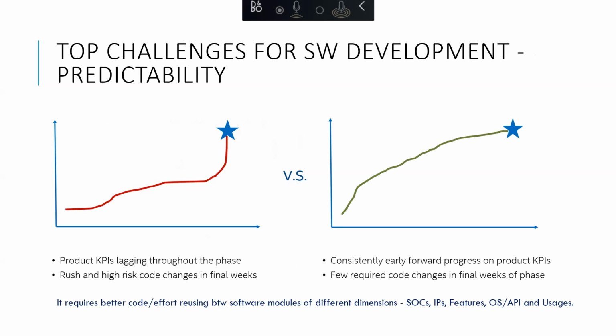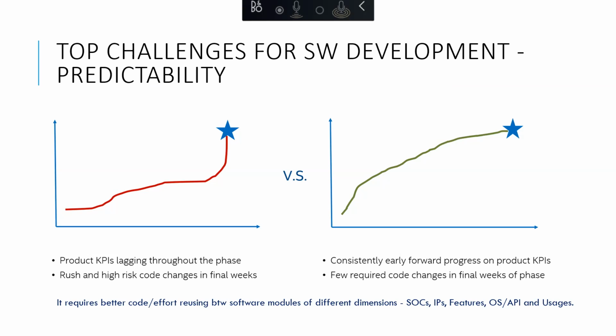So as the first, what are the top challenges for our software development? I think it is our development predictability. I would like to use 2 diagrams to show the difference between predictable software development and unpredictable software development. At the left side is the case of unpredictable software development. I think the key characteristic is that you can find the product KPIs keep lagging throughout the phases, and we will have rushed and high-risk code changes in the final weeks.